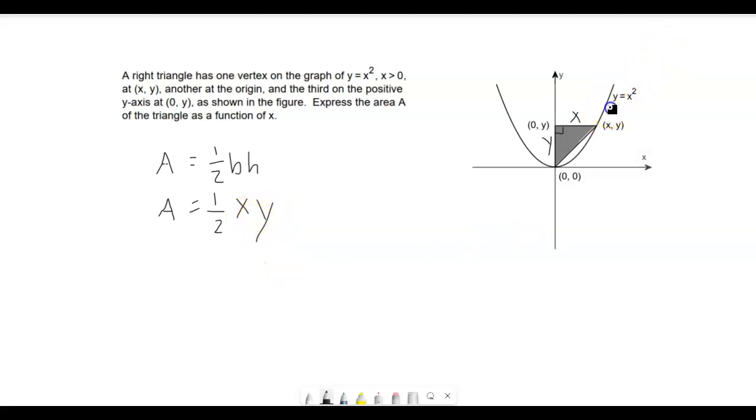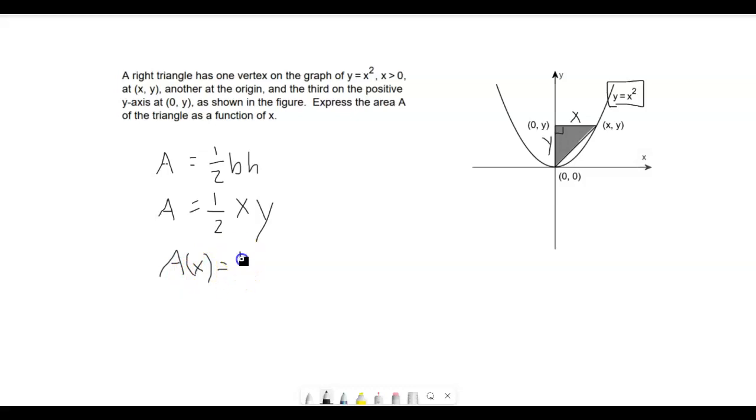So right here we have what y is equal to. Really nice. They've done all the work for us. So y is equal to x squared. So I can use this equation right here in order to substitute in for this y. So going back over here, and once it's all in terms of a single independent variable, I can write it like this: area, this is with respect to x, or as a function of x.